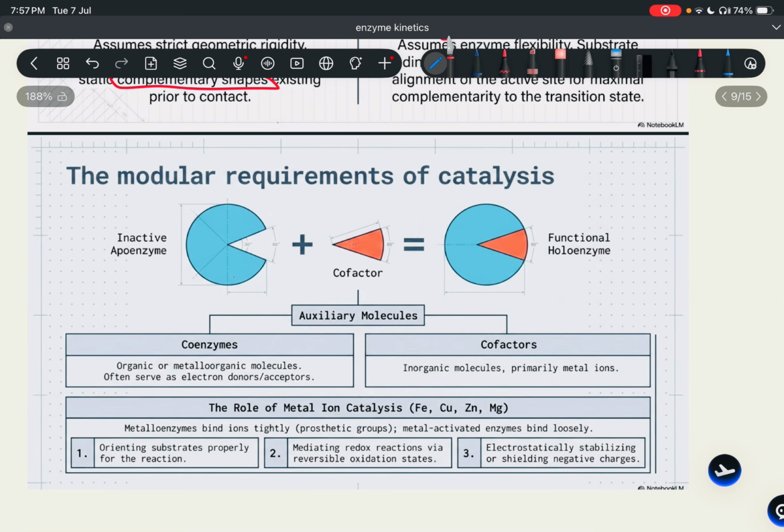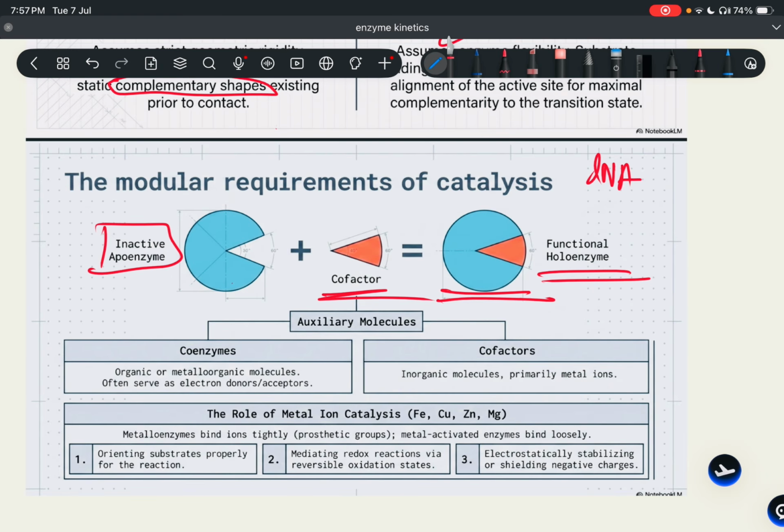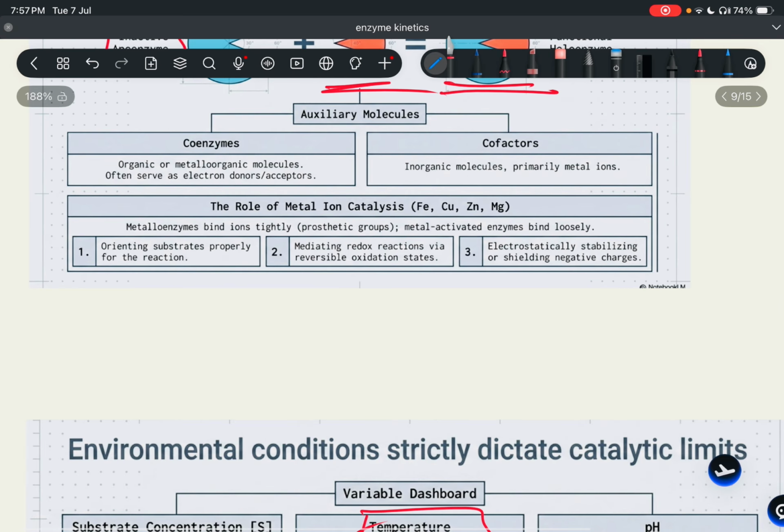Now, the other thing is that you may need some cofactors. You may need some coenzymes for an inactive apoenzyme in order to make a functional holoenzyme. For example, if I talk about DNA polymerase, it needs magnesium 2 plus. Otherwise, it won't function. Now, why? For orienting the reaction, for mediating redox conditions, for electrostatically stabilizing or shielding negative charges.